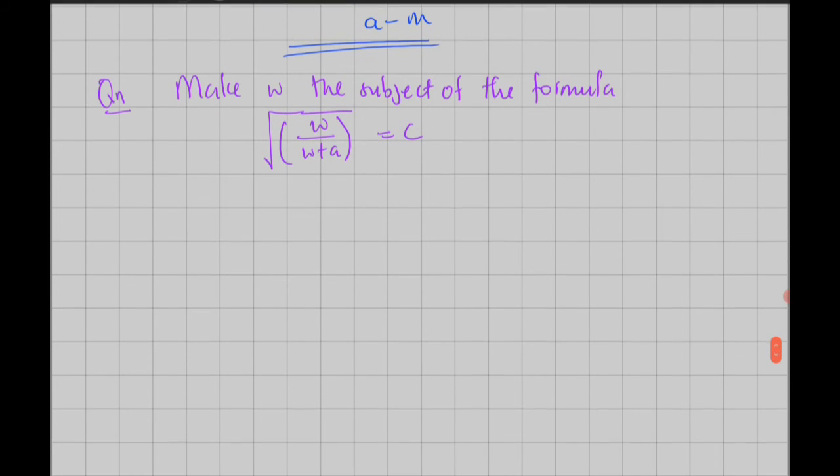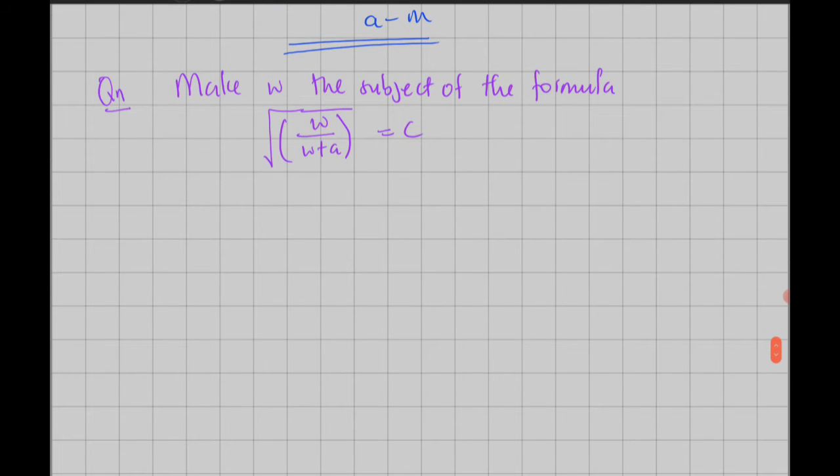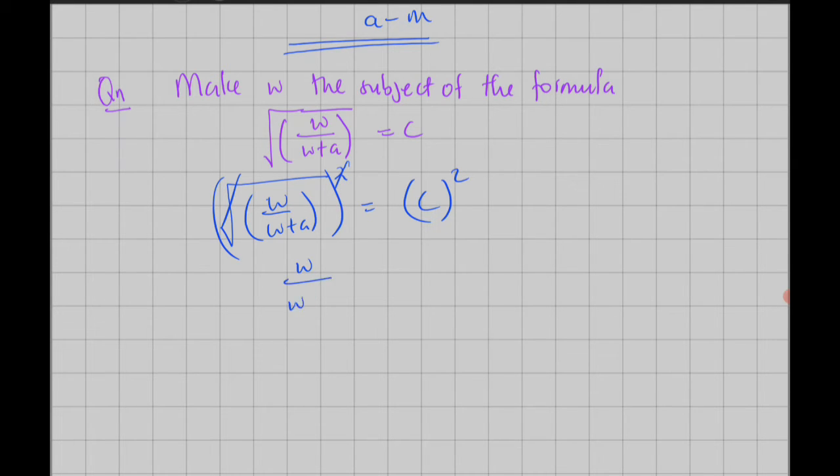And the next question says make w the subject of the formula, and we're given the square root of w over w plus a is equal to c. So first we have to eliminate the square root. How do we do it? We square the whole thing and we square the other side also. If we square this, the square and root cancel each other, and then we are left with w over w plus a is equal to c squared. It just remains c squared.